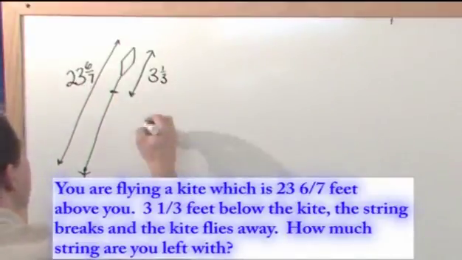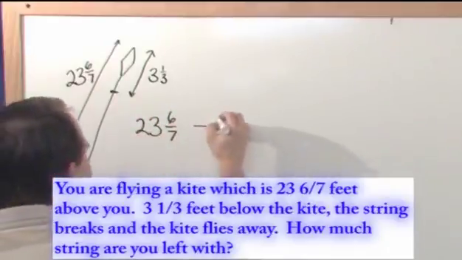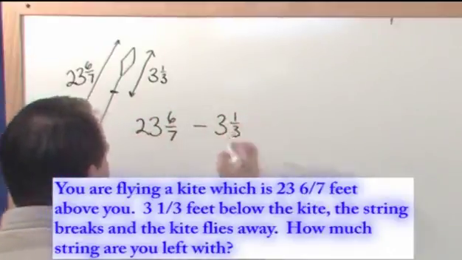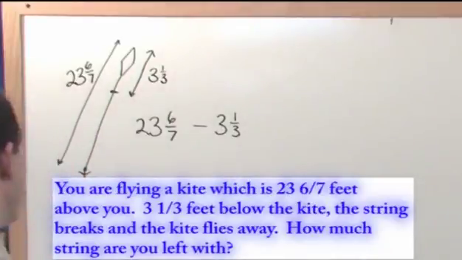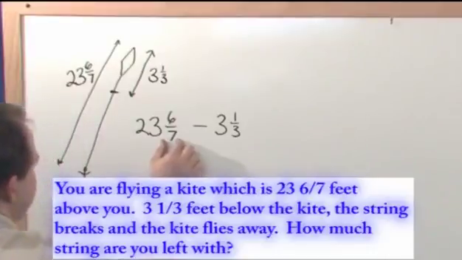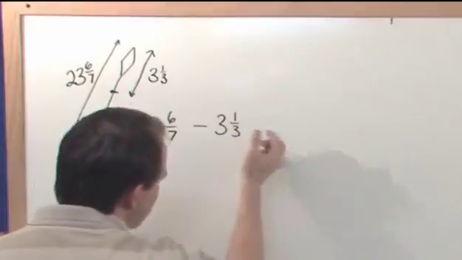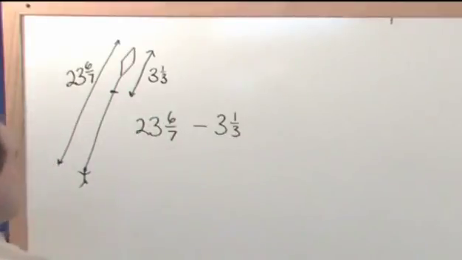So let's do that. 23 6/7 minus 3 1/3. Now, without a lot of practice that we're getting here, you might look at that and say, whoa, that's very difficult. But in fact, it's not difficult. Let's just take it one step at a time. You have 23 and a little bit more, almost 24. That's what this fraction means, 23 6/7. You're pulling away from it 3 and a little bit more, 3 1/3 feet.